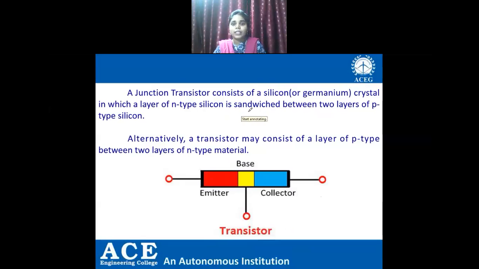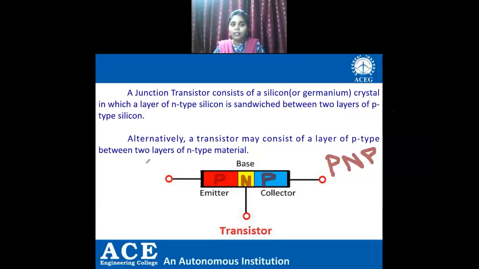Now what do you mean by n-type silicon sandwiched between two layers of p-type, and p-type sandwiched between two layers of n-type? Suppose the middle region is n-type, and the left side is p-type and the right side is p-type. Here we can see n-type material is sandwiched between two p-type layers of silicon. So I can say this is a PNP transistor.